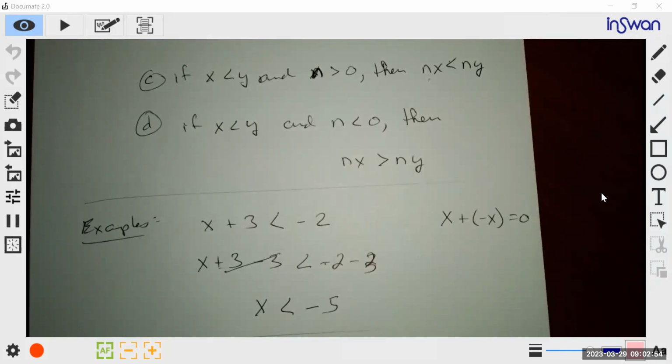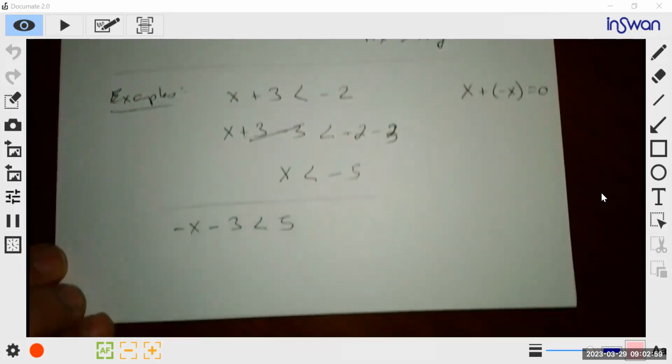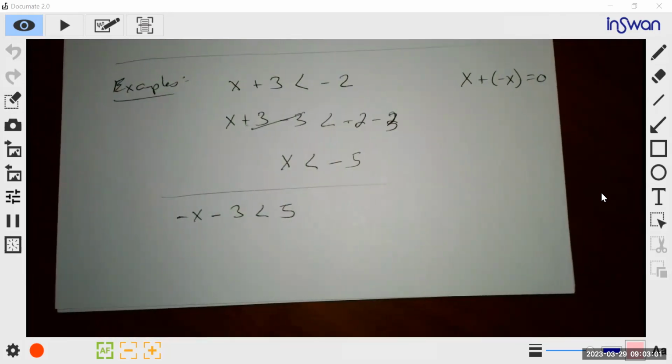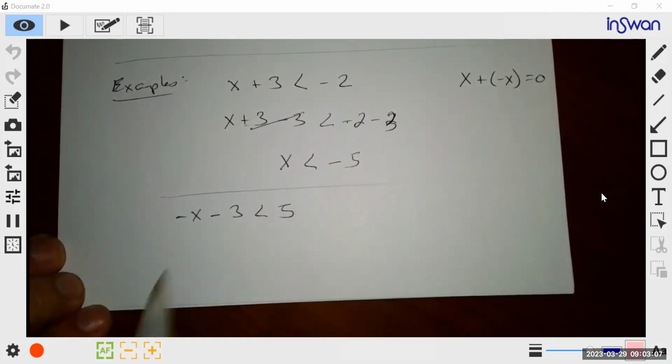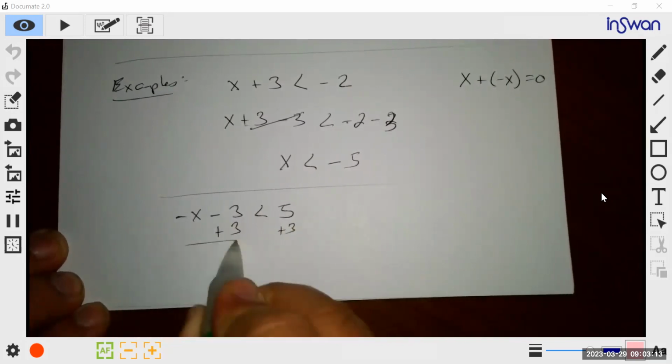Negative x minus 3 is less than 5. We do the same kind of thing here. We have to get rid of the -3. How do we get rid of -3? Add 3, right? Put a positive 3 to both sides.